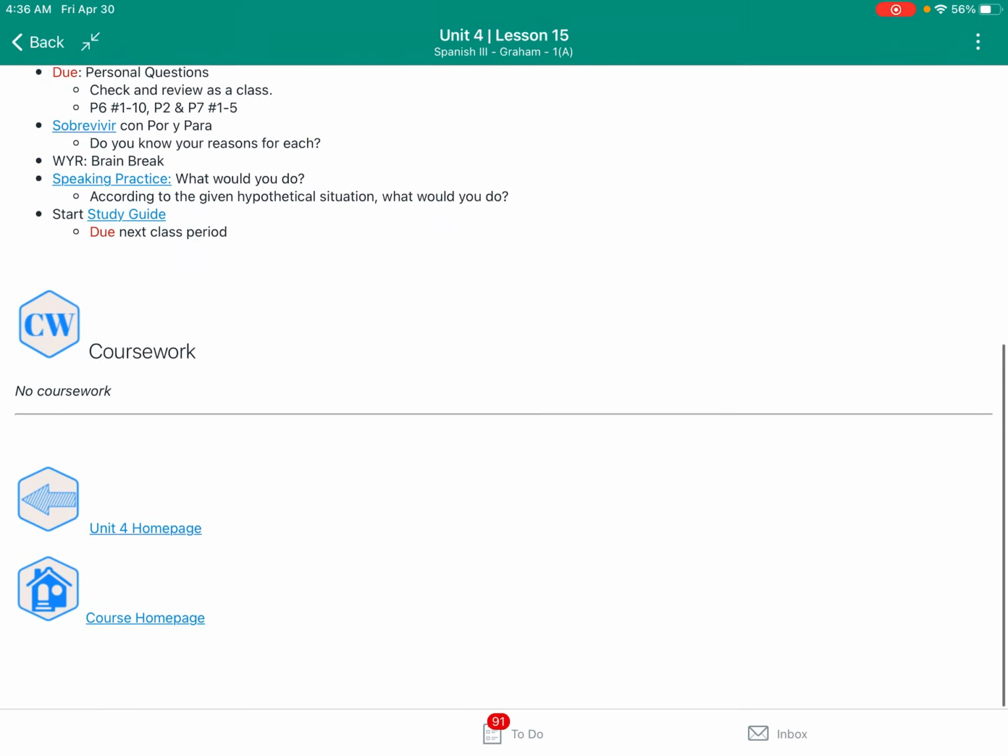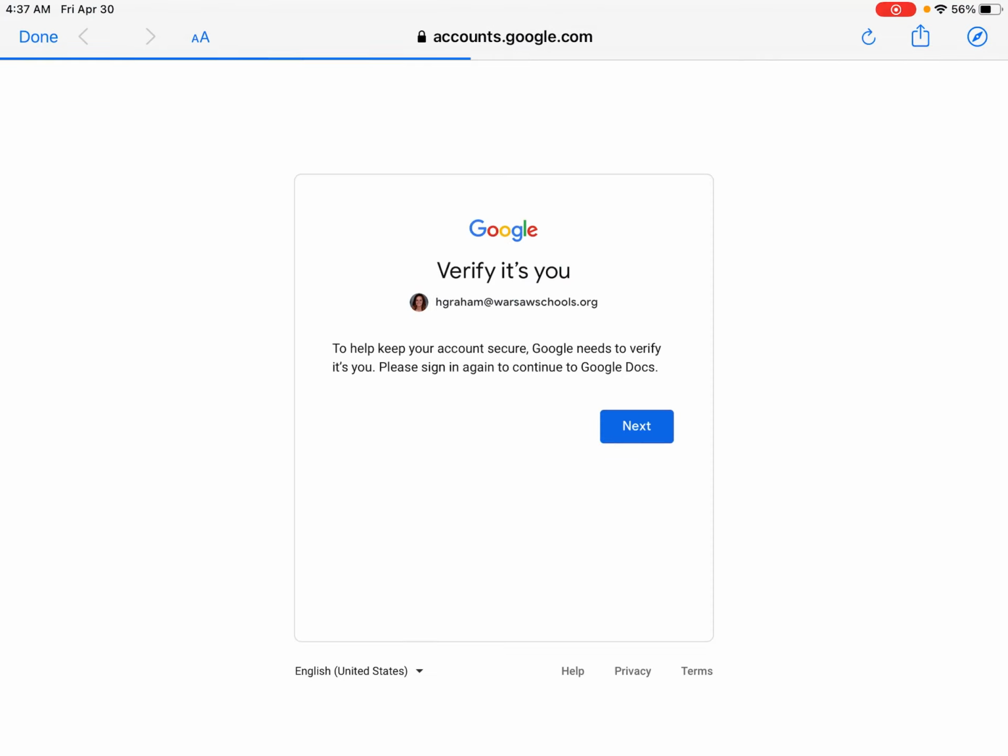The next part is your study guide. The study guide is most likely behind my chair on the counter where it says Spanish 3. I'm guessing that your study guide is there. Let the sub look for it. But yeah, it should say Guía de Estudio at the top. And it looks like this.